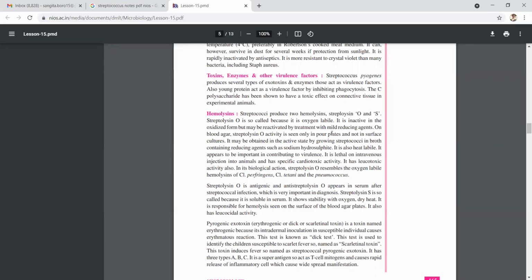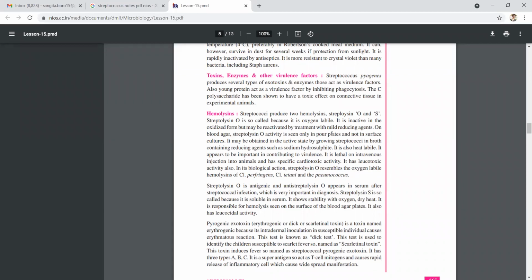So if any virulence factor is considered, streptolysin O can be considered a virulence factor. It is lethal on intravenous injection into animals and has specific cardiotoxic activity. That means this can affect the heart. It has leukotoxic activity also. The leukocytes will also be affected.